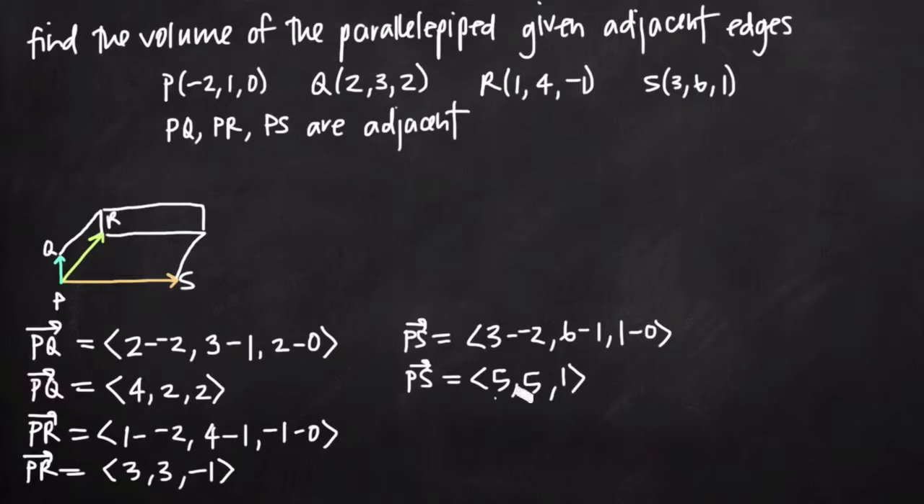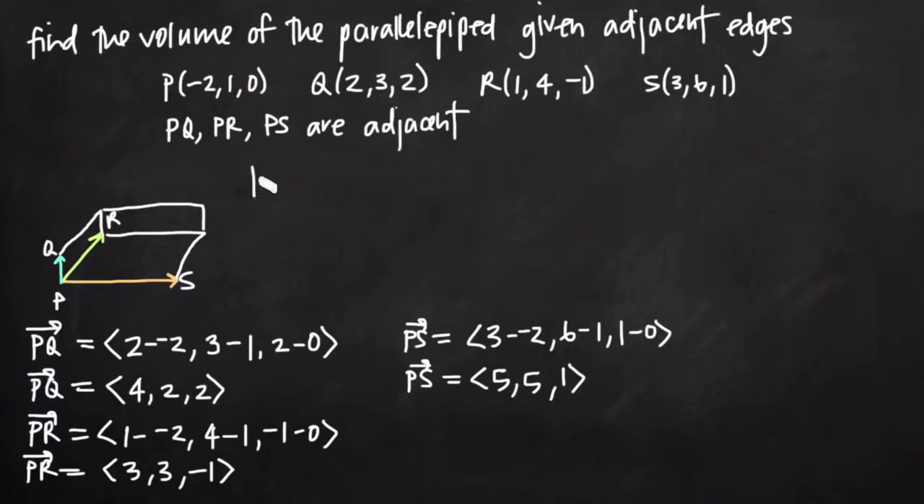Now we have 3 vectors that define 3 sides of our parallelepiped. We can use those 3 vectors in our scalar triple product to find volume. Our scalar triple product, what we're going to do is take a cross product of 2 of our vectors and then a dot product of our third vector with the result of the cross product. Here's what that looks like.